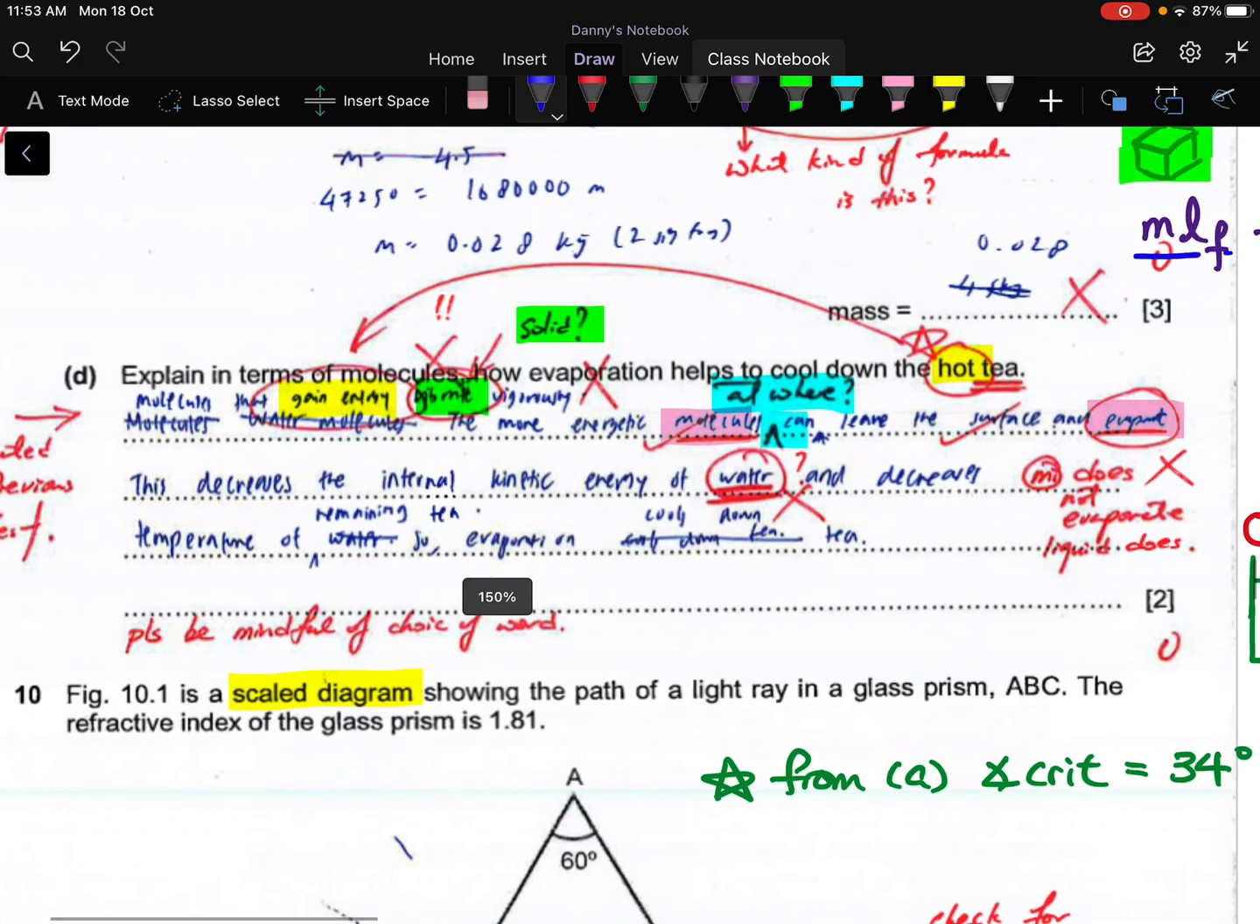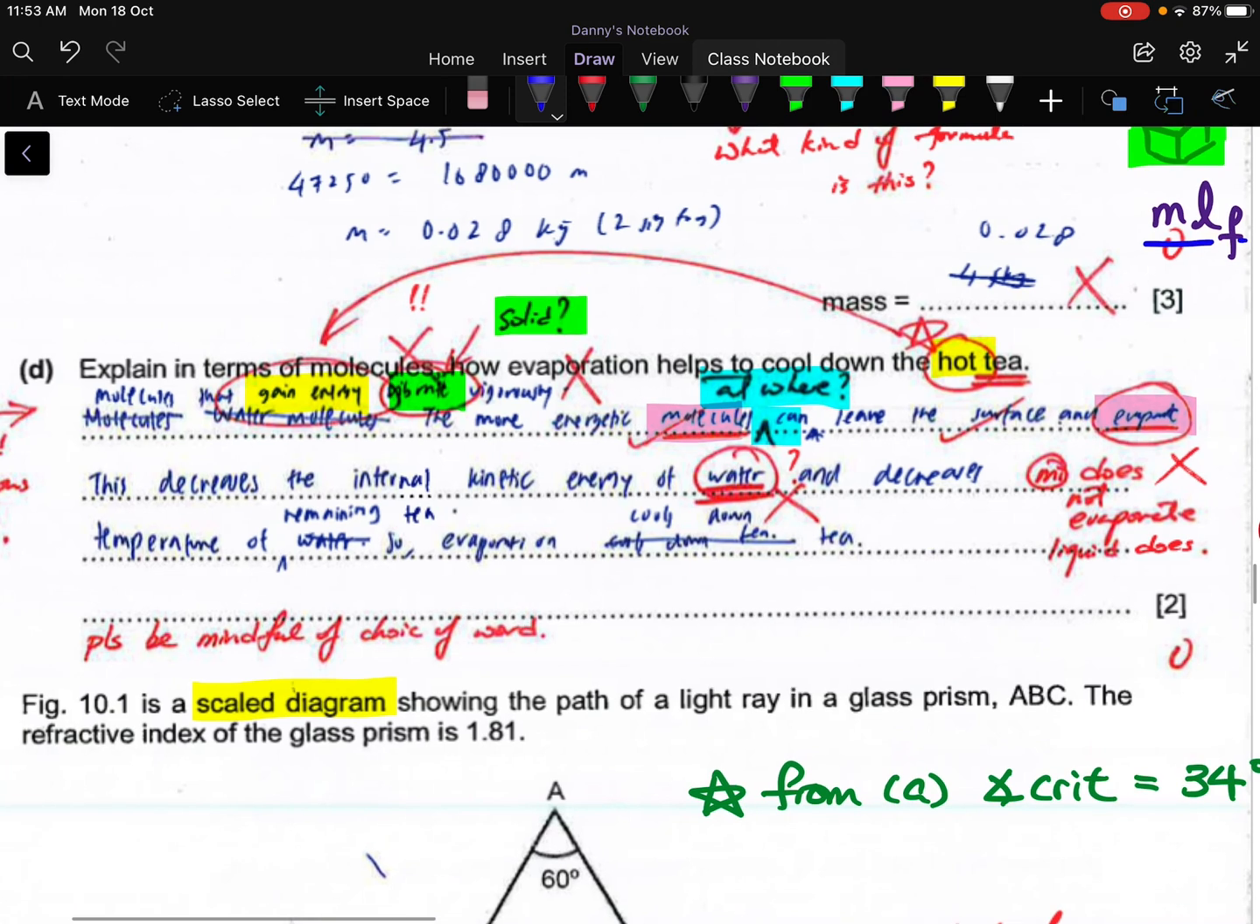Okay, now in part D, they are asking you to explain in molecular terms how evaporation helps to cool down the hot tea. And this question has been asked in your homework. And I'm still very unhappy. Why do you say molecule gains energy? Molecule doesn't gain energy for this particular instance because your tea is already hot. It is losing energy, right? Thermal energy is lost from high temperature hot tea to surrounding.